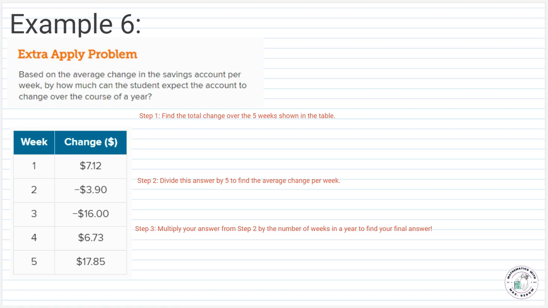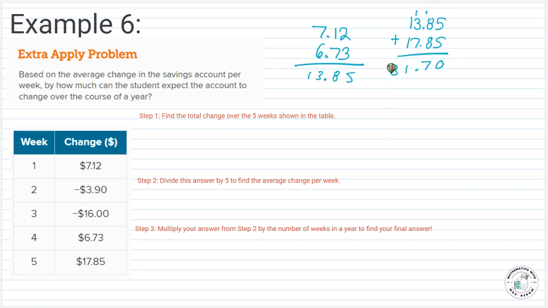So we're going to start off by doing the 712 plus the 673. So 712 plus the 673, and then that'll be 5, 8, and then 13, and then we're going to add the 1785 to that. So we'll have 1385 plus 1785. Combining those, that'll be 10, that's 1617, and then that'll be 11. So $31.70 for our positive values, right?